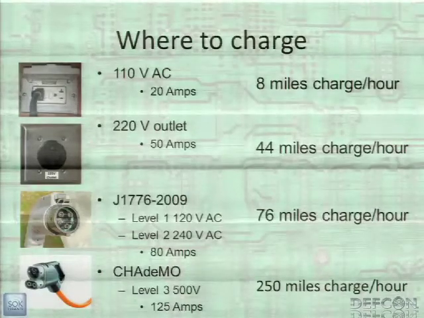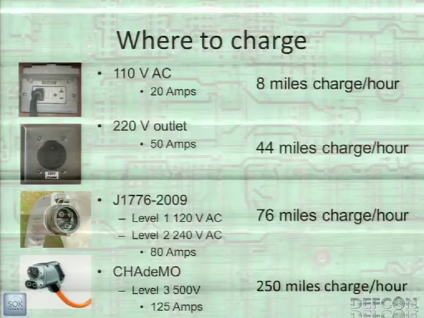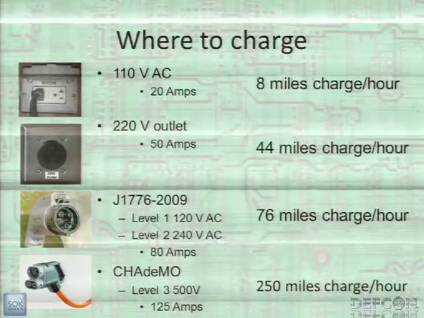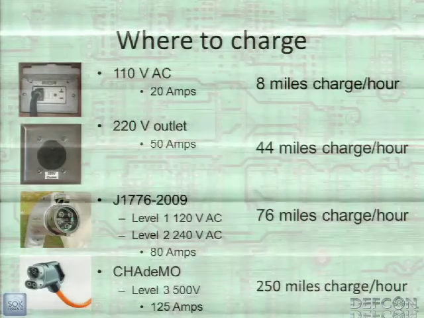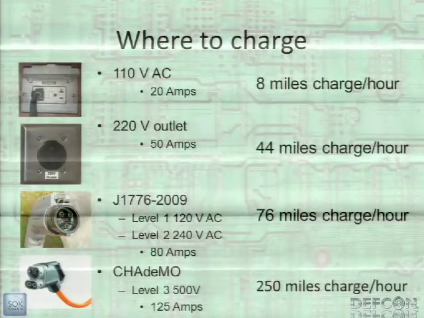The standard used by Japan is CHAdeMO, and they've got a lot of these going in the US. These are called level 3 chargers, and they can give you up to 250 miles of charge in an hour.